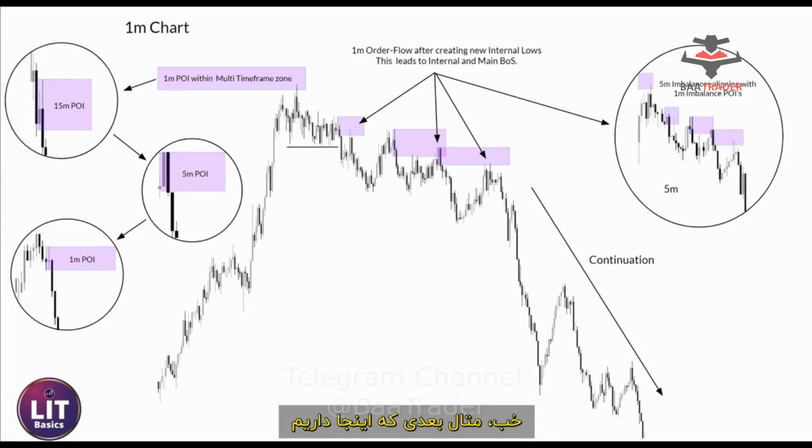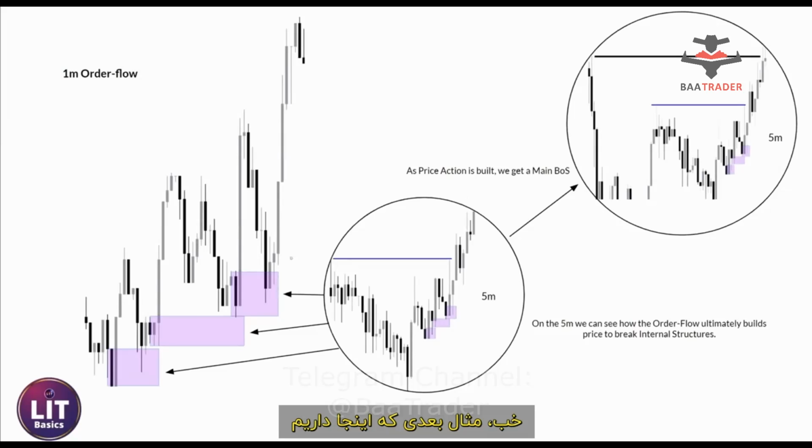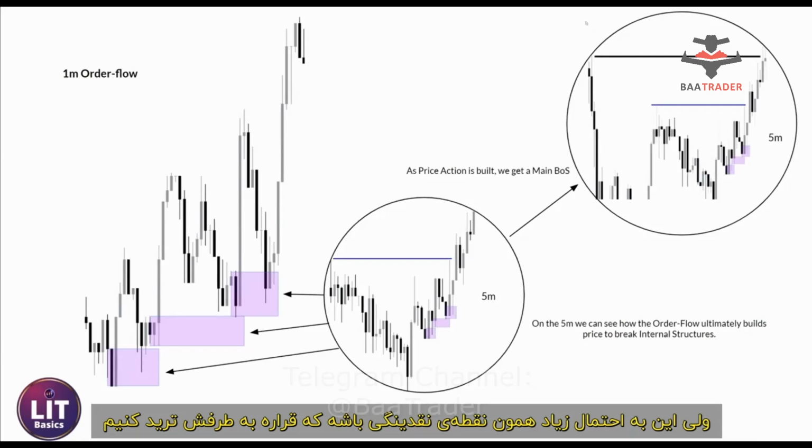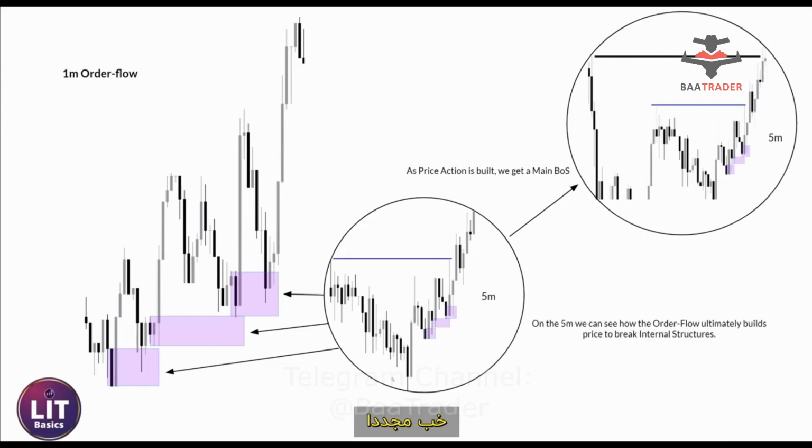Okay, so next we've got here. This is M1 again. You can see a clean push, pullback, push, pullback, push, pullback. These are our mitigations. This is what it looks like on M5. You can also see that we're trading towards a quote unquote main BOS, but this is more likely a liquidity point that we're going to be trading towards. So again, you wouldn't take this just based on the order flow.